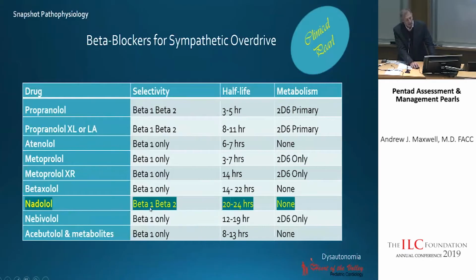It's both beta 1 and beta 2, and it lasts a full day. You get a nice, even blood distribution, and you don't have peaks and valleys through the day. And it doesn't require any liver metabolism or any metabolism by the body. So it doesn't matter whether you're a 2D6 deficient patient or not, you're going to be able to handle Nadolol.